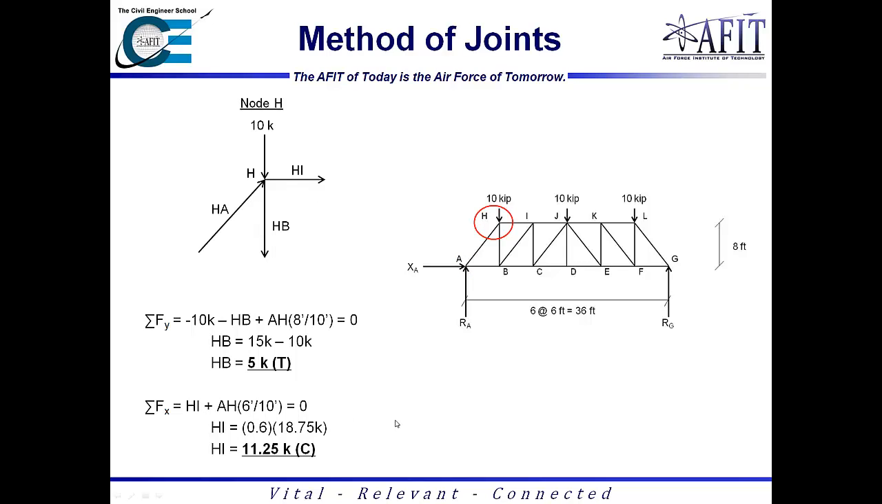So as I said earlier, we're going to work up to node H at this time. And so we're going to solve for HB and HI. And as you notice, I did include the 10 kips at this node. Anytime there's a reaction or a load acting at a node, you must include it in the free body diagram. So summing the forces in the y direction, we solve that HB is 5 kips in tension, which means that HA is carrying all the compression from the 10 kip load. Summing the forces in the x direction, using the x component of HA and HI, we wind up with HI as 11.25 kips in compression.